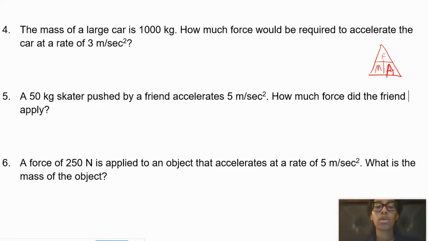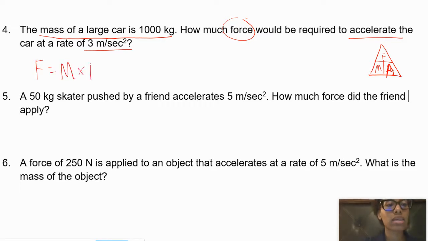Okay. The mass of a large car is 1,000 kilograms. How much force would be required to accelerate the car at a rate of 3 meters per second squared? Once again, I am solving for force. So force is equal to mass times acceleration. Okay, my variables: force, I don't know what that is. The mass is 1,000. And then the acceleration is 3.